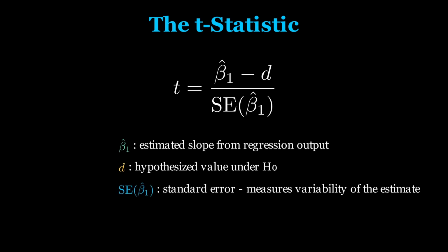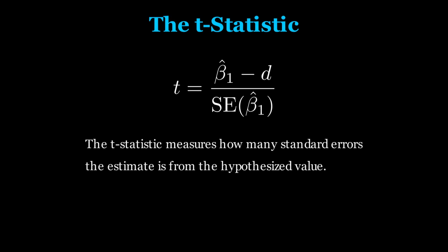And the standard error measures how precise our estimate is. Intuitively, the t-statistic tells you how many standard errors your estimate is away from the hypothesized value. A large absolute value is evidence against the null hypothesis.